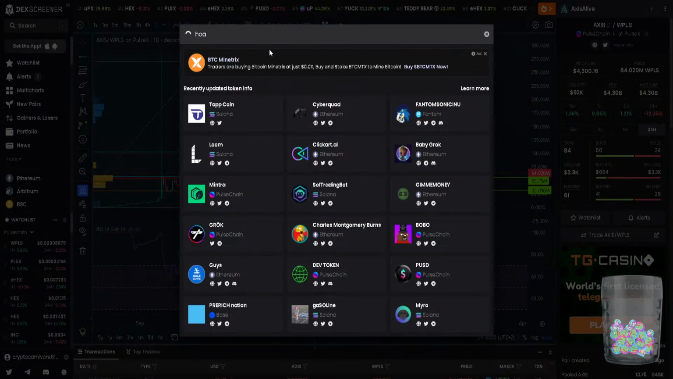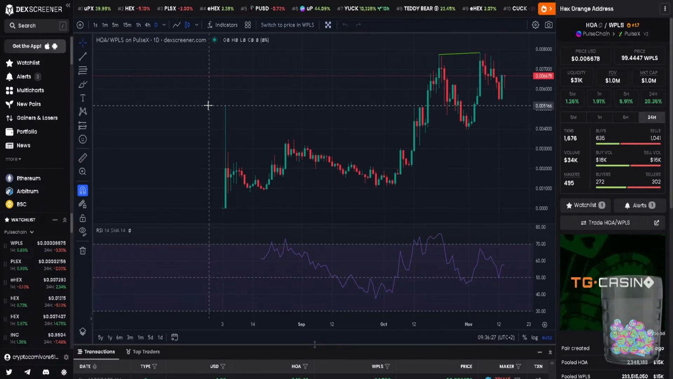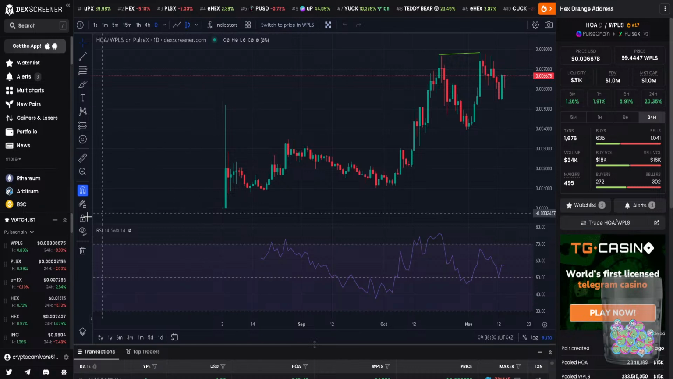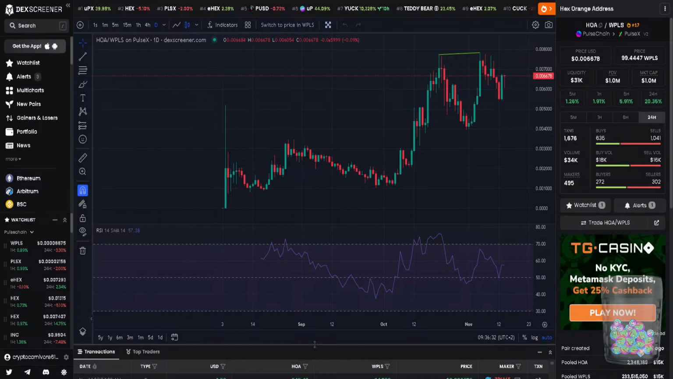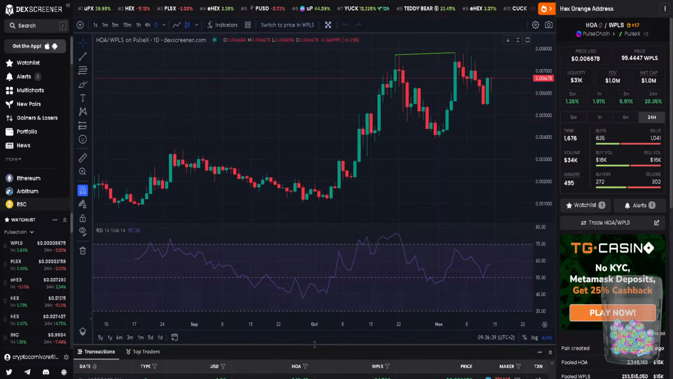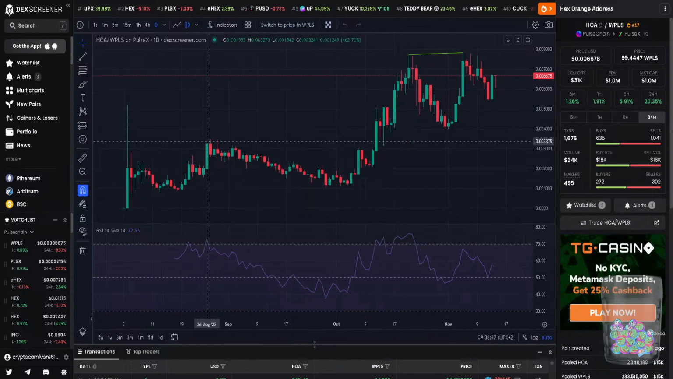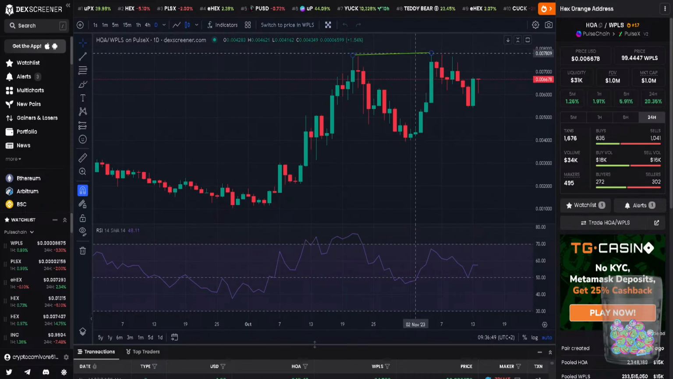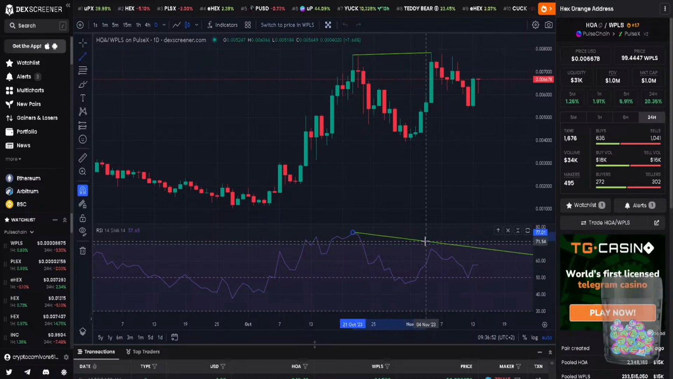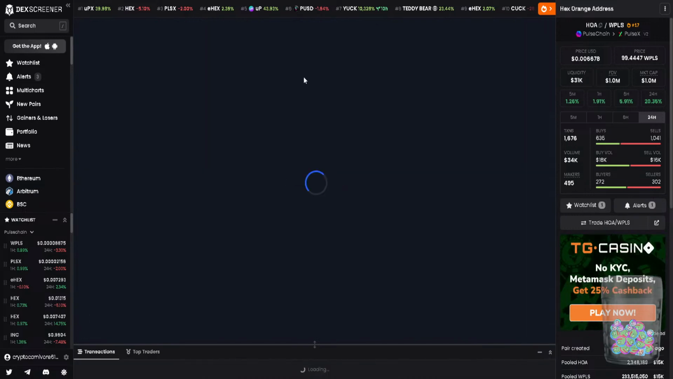HOA. Up 20% on the Coinbase news. Buy the rumor, sell the news. You can see bearish divergences here. Price went higher. That went lower. Let's switch to rapid pulse.